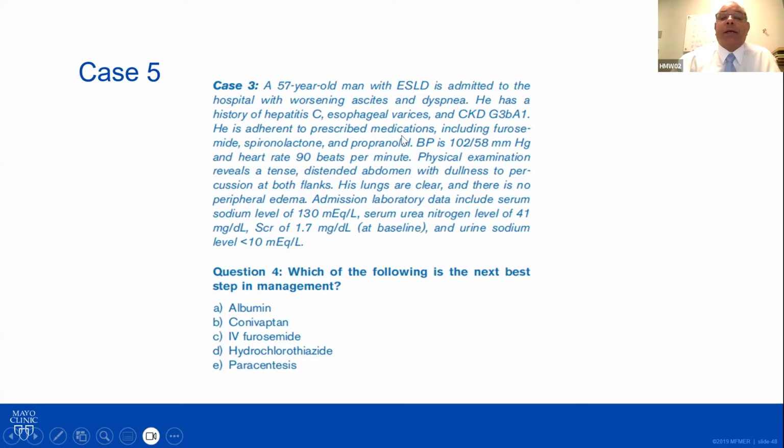Last case is the case I copied from an article that I found very informative. 57-year-old gentleman, end-stage liver disease, has worsening ascites, dyspnea, history of hepatitis C, varices, CKD. He's adherent to his medication, which include spironolactone, propranolol, and Lasix. Blood pressure is 102/50. Heart rate is 90. He has tense ascites, distended abdomen, dullness to percussion, lungs are clear, serum sodium is 130, creatinine is 1.7. Urine sodium is less than 10.